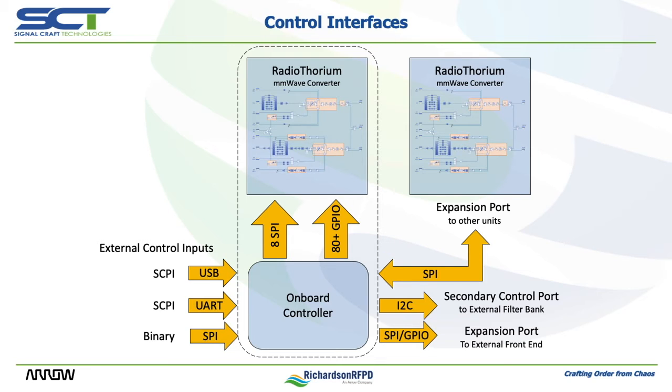Control output interfaces are shown on the right-hand side. Power and an I2C bus are available on the secondary control port for interfacing with the optional 4710 external filter bank. Power, GPIO, and an SPI bus are also available on the expansion port for controlling external front ends such as patch antennas or millimeter wave filter banks. Finally, we can point out the expansion port, which is used to control add-on RadioThorium units when cascaded in a MIMO or similar configuration.